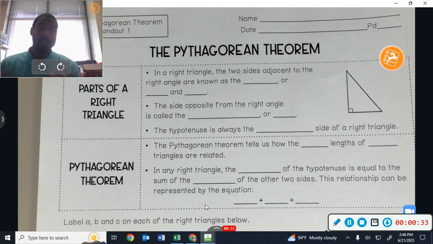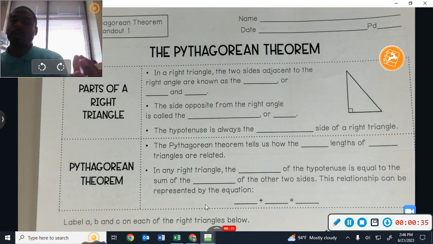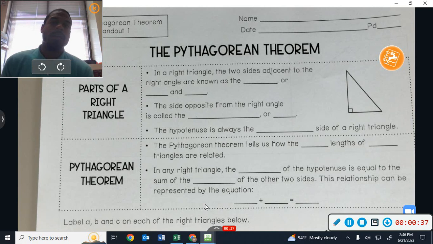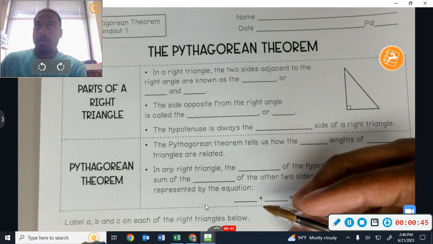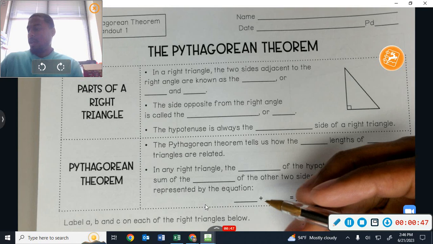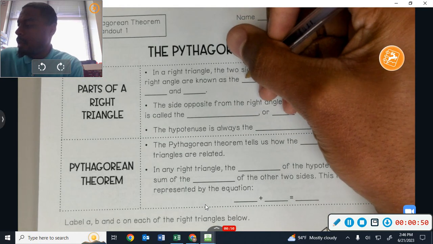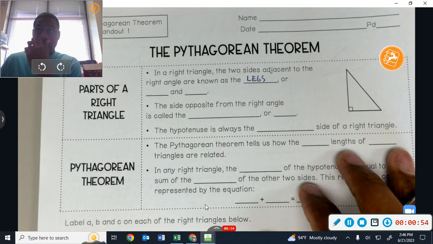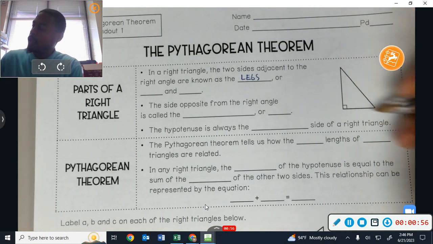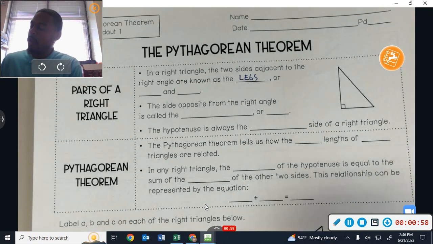We also use it for distance. So to find the distance from one location to the other, the Pythagorean Theorem is used as well. So in a right triangle, the two sides that are adjacent to the right angle are known as the legs. So what does adjacent mean? It means it connects. It means that they're going to touch or meet at a certain point.